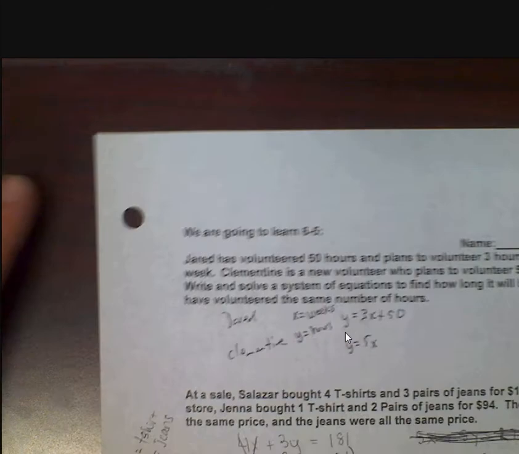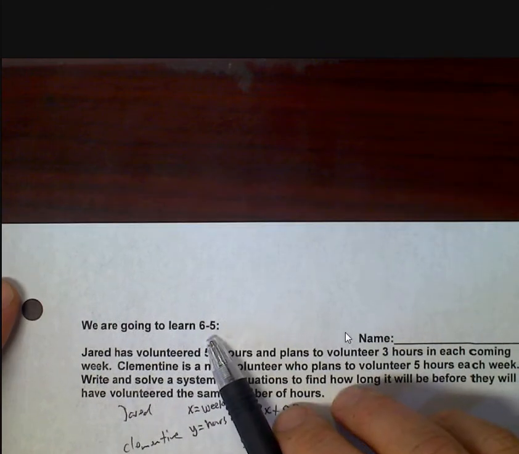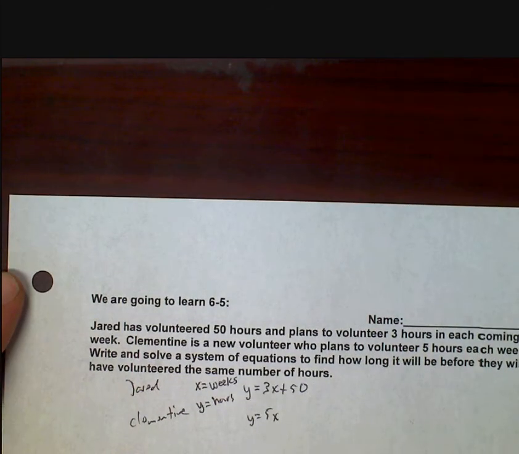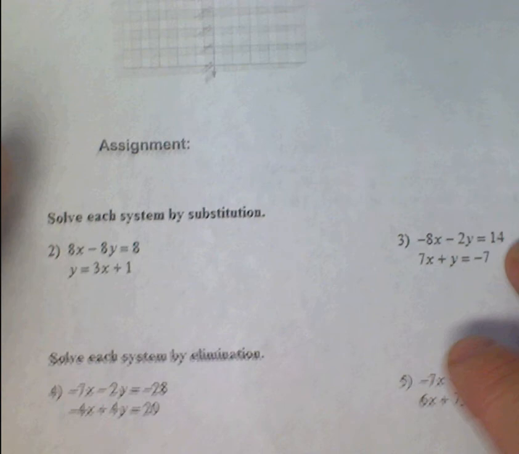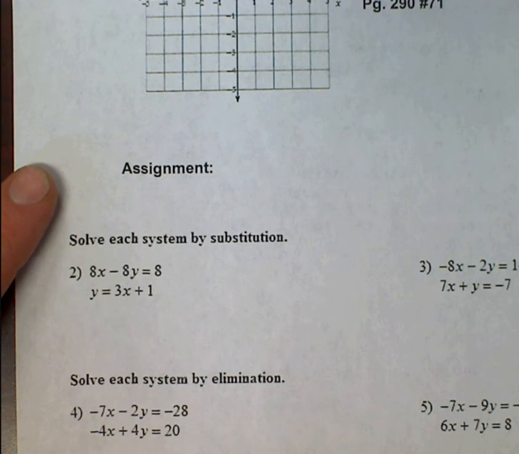All right, we are on 6-5, the assignment on the back. So let's go ahead and look. Within the assignment, we're going to substitute.